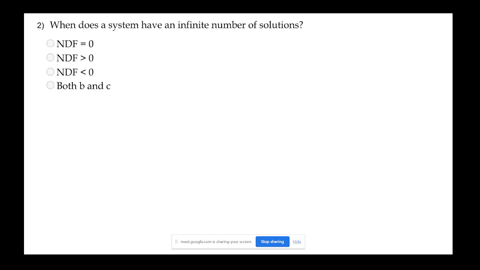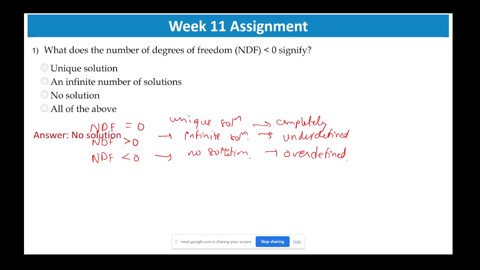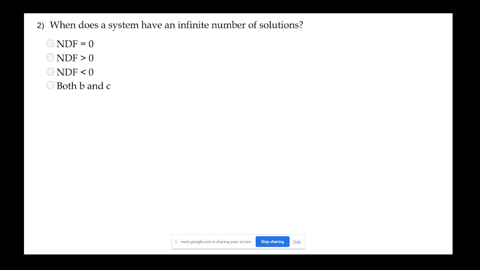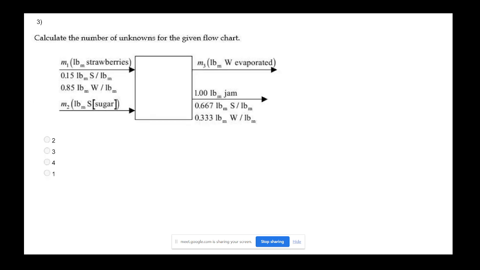Next question is, when does a system have an infinite number of solutions? So here we had already written, when does a system have infinite number of solutions? When the system is underdefined. So when you have NDF greater than 0. So the correct answer here in this case is NDF greater than 0. For that, you have infinite number of solutions.